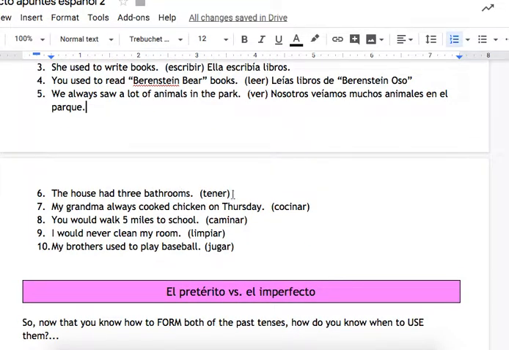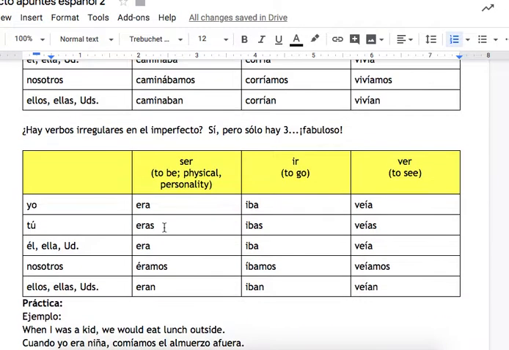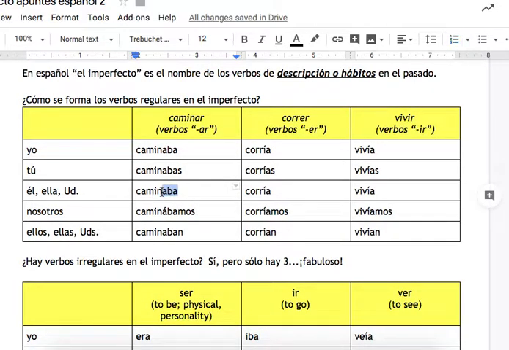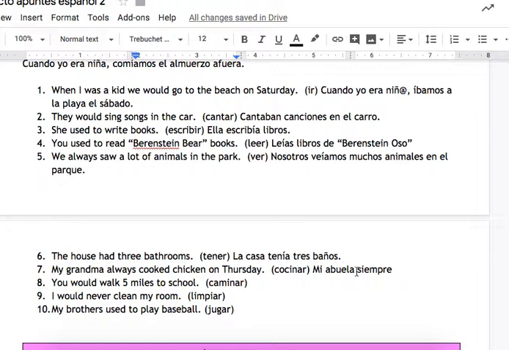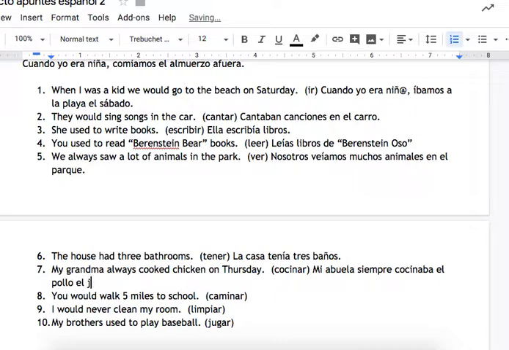The house had 3 bathrooms. Tener. La casa tenía 3 baños. My grandma always cooked chicken on Thursday. Mi abuela siempre, and then the verb is cocinar, and it's grandma. So, cocinaba. Cocinaba el pollo el jueves.